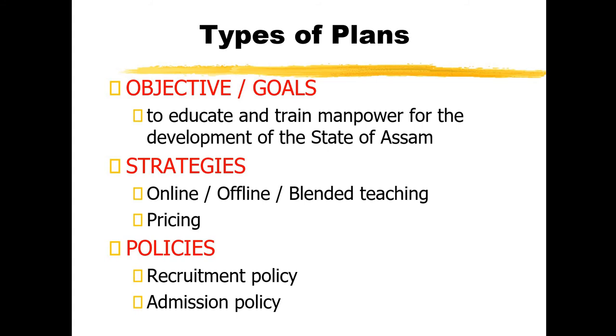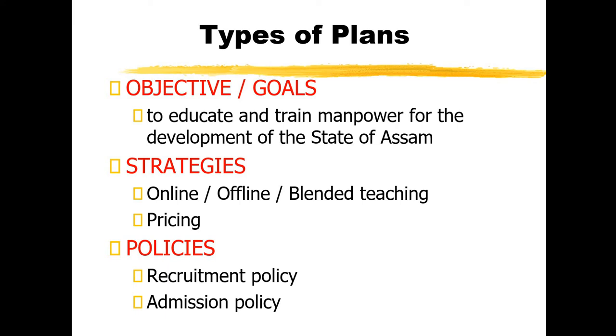So if I continue with that vision and mission, then the objectives would be something like to educate and train manpower for the development of the state of Assam. Strategies: the educational institution will have to find out what kind of strategy it will adopt in terms of teaching, whether it is going to go for online, offline, or blended teaching. Then there will be strategies for pricing of the programs that they are offering.